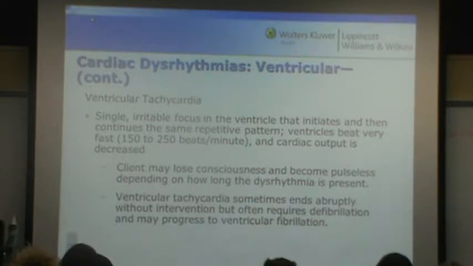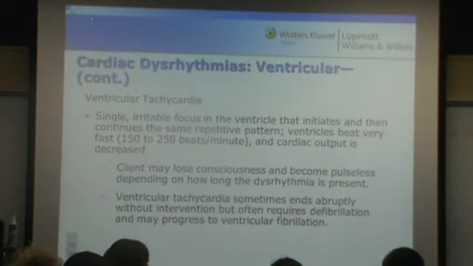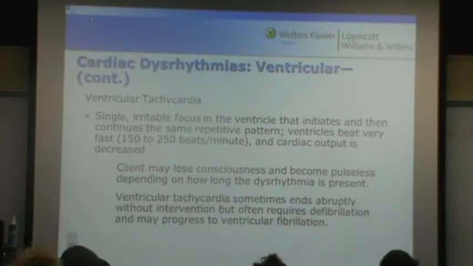It can be very fast, and obviously it kind of goes back to the SVT and the atrial fib with RVR. When they get really, really fast, it reduces cardiac output. And like I said, with VTAC, this is one of those that patients may actually not have a pulse with, or they may still have a pulse with them.